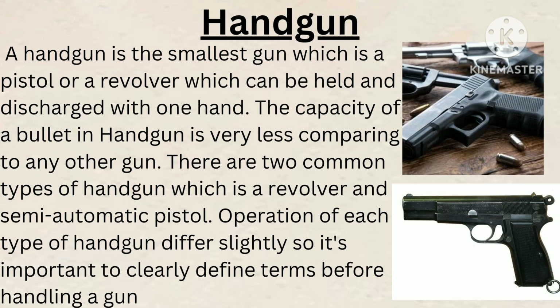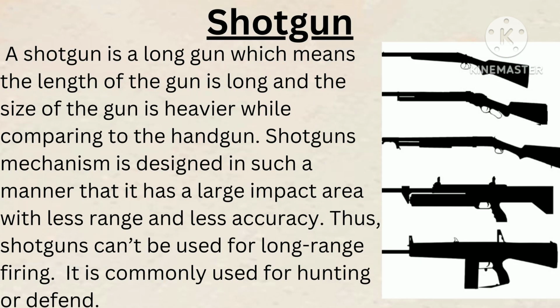Handgun. A handgun is the smallest gun, which is a pistol or a revolver which can be held and discharged with one hand. The bullet capacity of a handgun is very small compared to any other gun. There are two types of handgun, the revolver and the semi-automatic pistol. Operation of each type of handgun differs slightly, so it's important to clearly define terms before handling a gun.